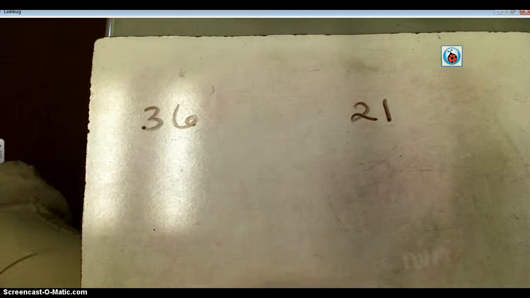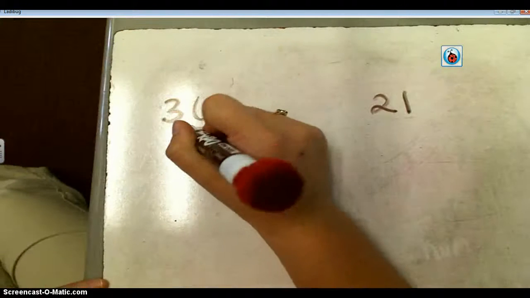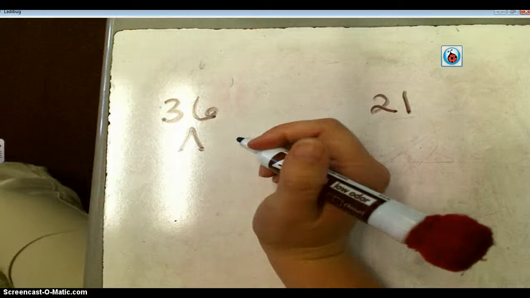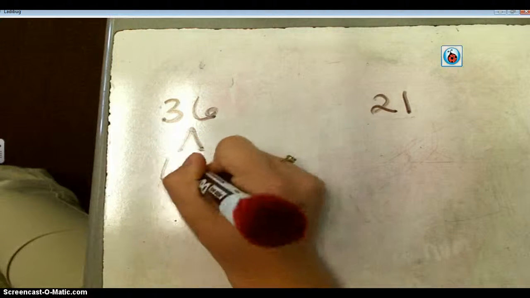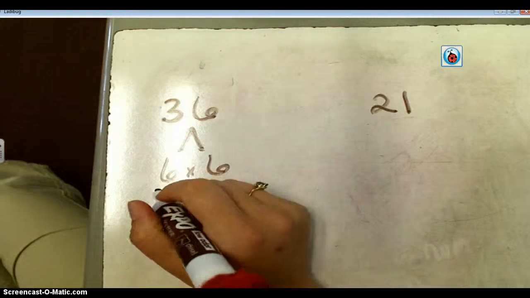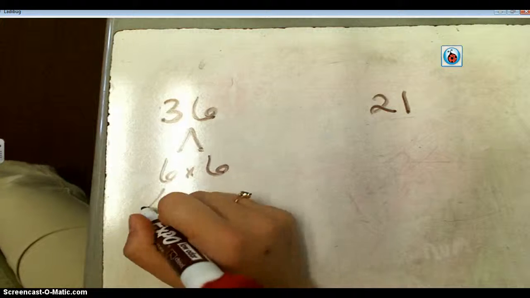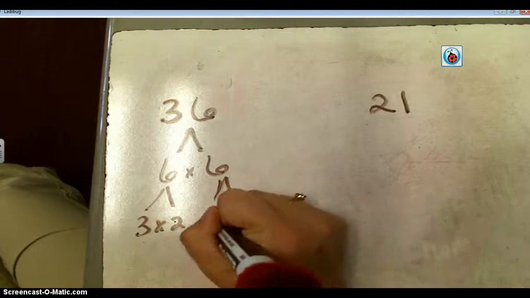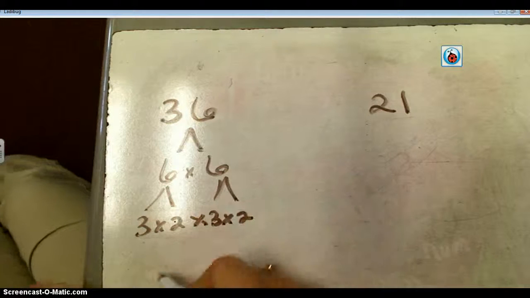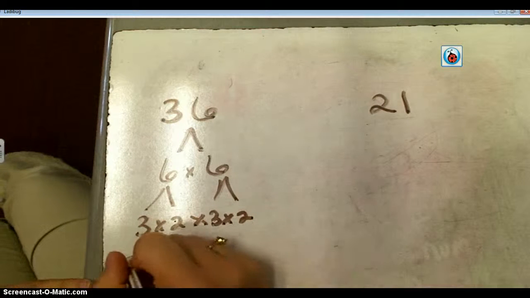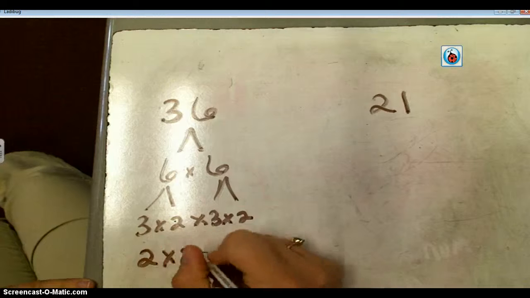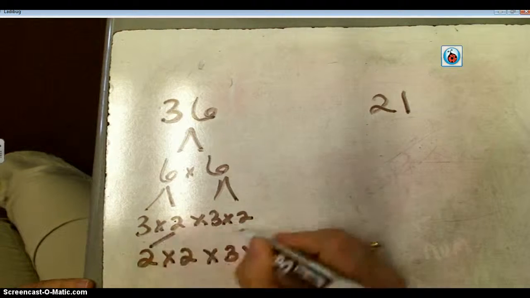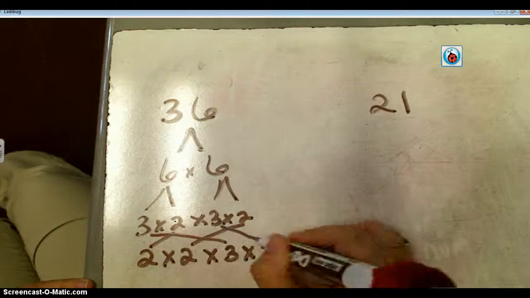Okay. Let's do the prime factorization first of 36. JT, what two numbers you want to do? 6 and 6. Alright, 6 and 6. 6 breaks down to 3 times 2. Other 6 breaks down to 3 times 2. So my prime factorization is 2 times 2 times 3 times 3. Here's my 2, here's my 2, here's my 3, here's my 3.